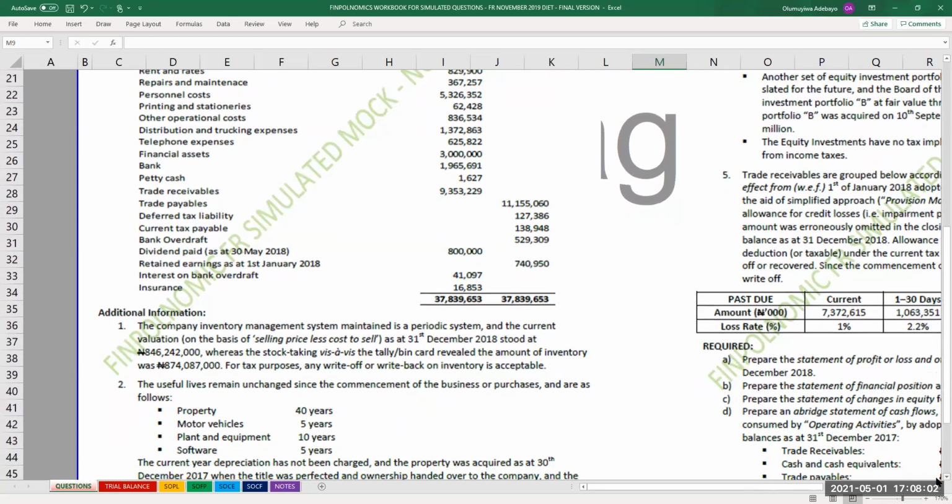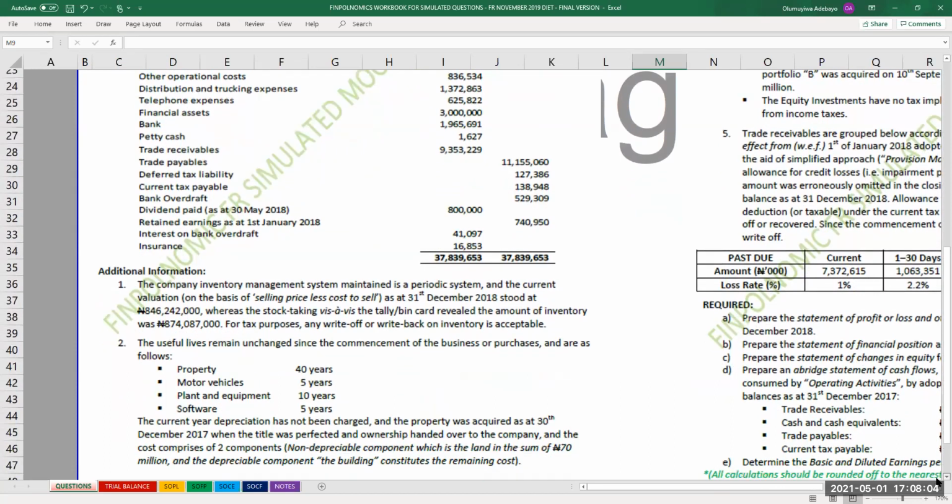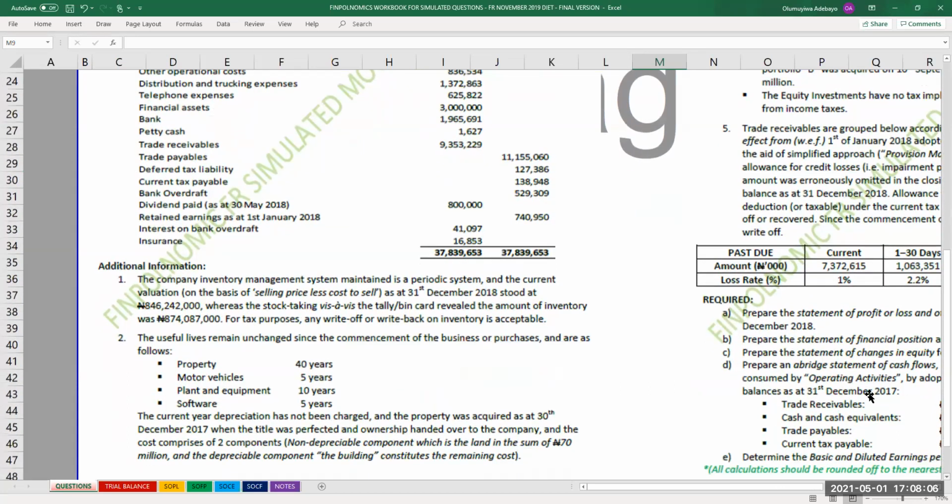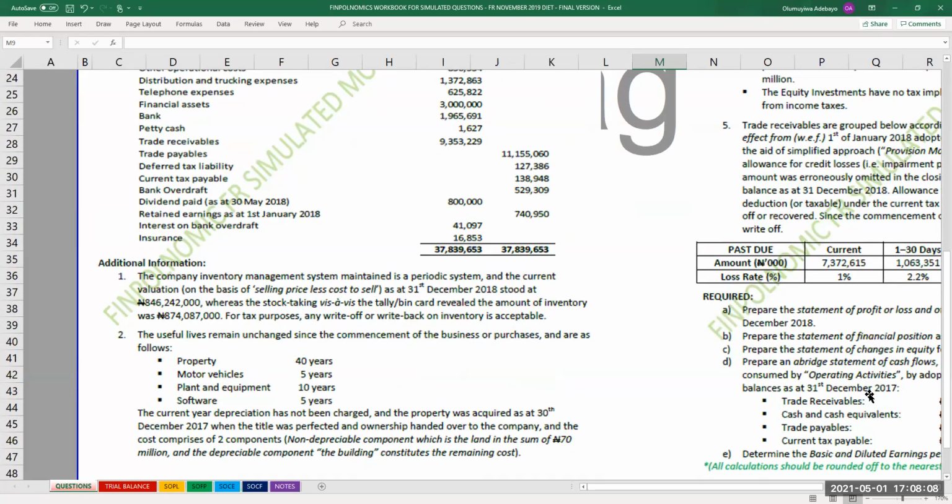Telephone expense, 625,822. The screen keeps moving. Financial assets, 3,000,000. Bank, am I reading the right? Bank, 1,965,691. Yes, thank you very much for the course.